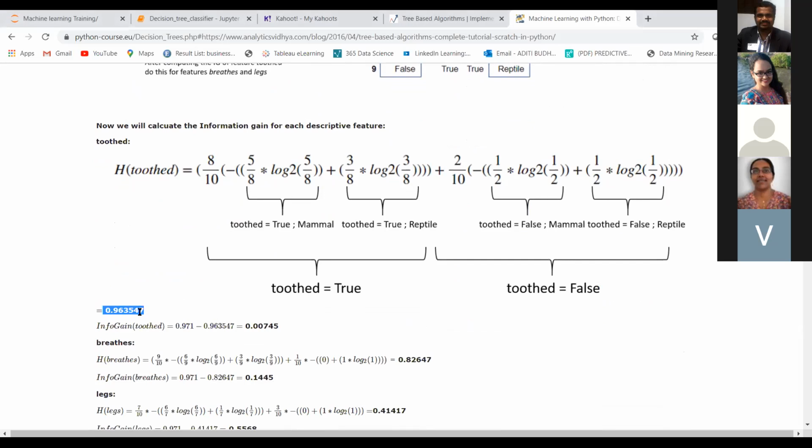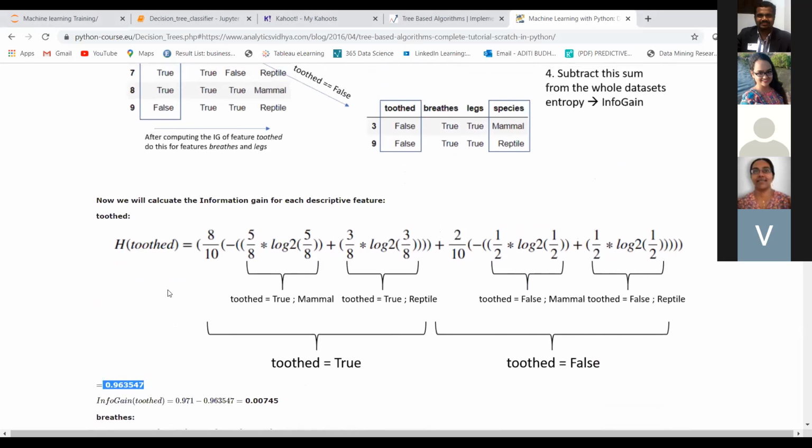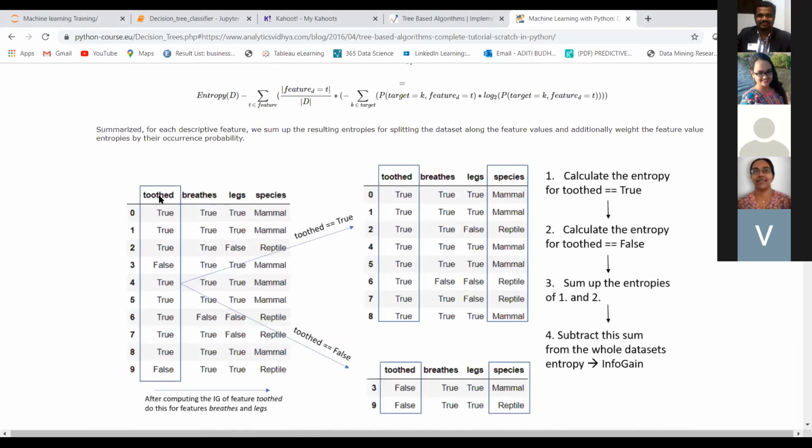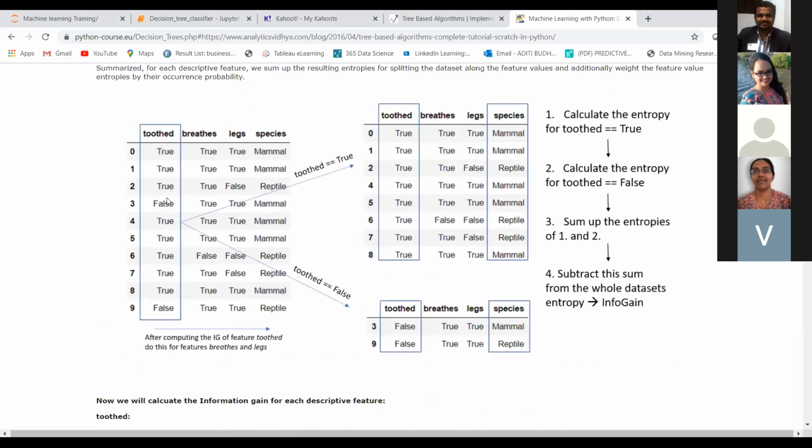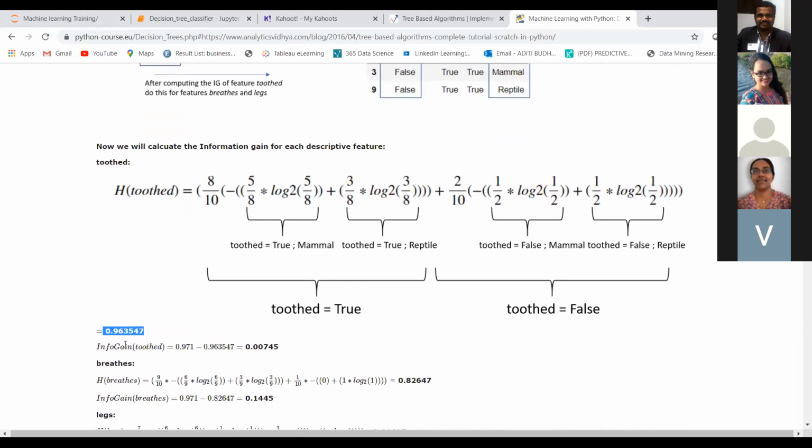This is nothing but the entropy value for this particular feature. So when we split our data based on this feature, this is the entropy value. And then we will use this particular entropy value in order to get the information gain.